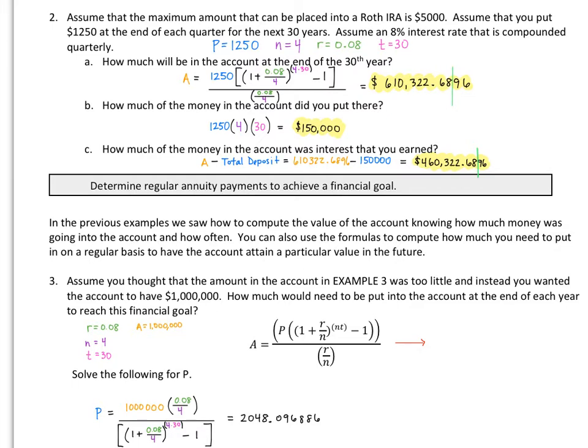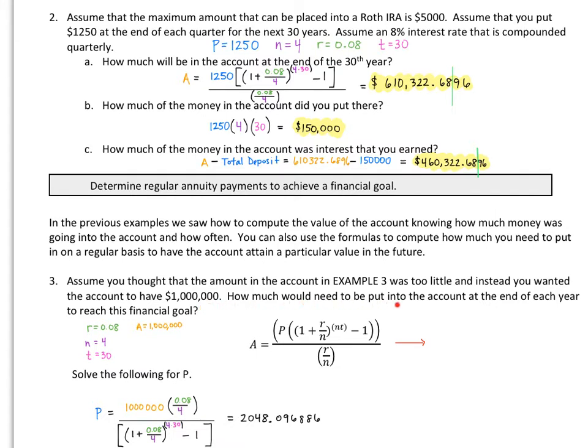The next set of examples we're going to look at is to determine what our regular annuity payment should be in order to reach a future value that we want. For instance, assume that you thought the amount in the account in example 3 was too little. That $610,000, you want more.